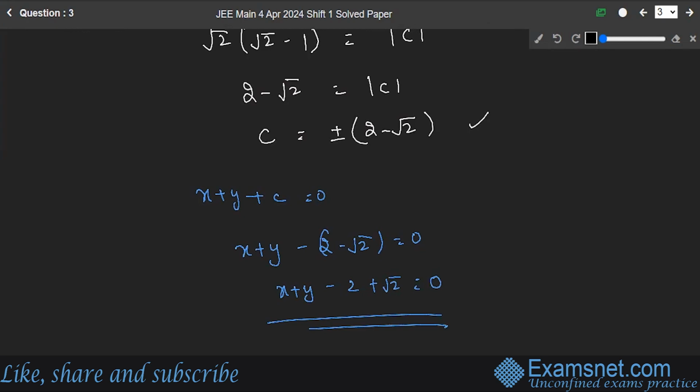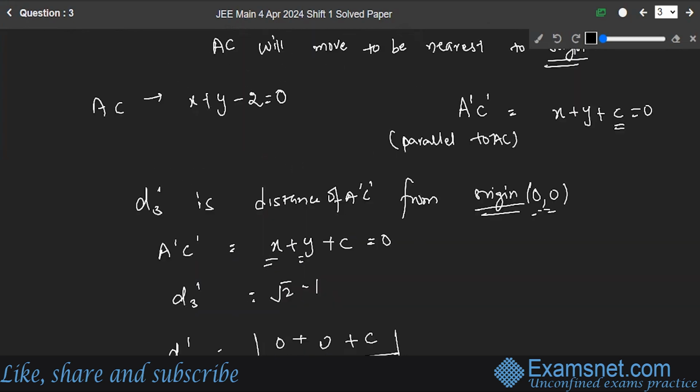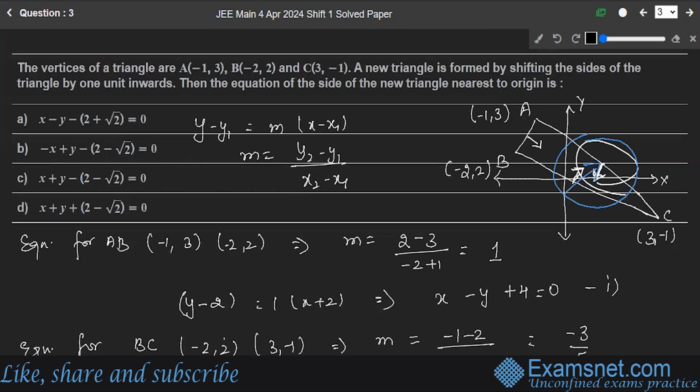Now let's check with the options. This was the one. I think, yes, this is the one. No, not this. This is the one. Option C is the correct answer. Option C is the right answer to the question. Hope you got that. Let's move to the next question then.